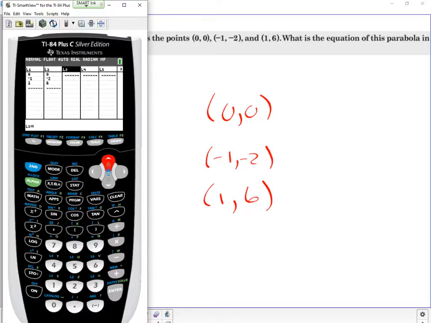Does it matter if it says L2? No, just remember where you put them, okay? Because you're gonna have to tell it where the X's are and where the Y's are. In my case, the X's are in L1, all the Y's are in L2.